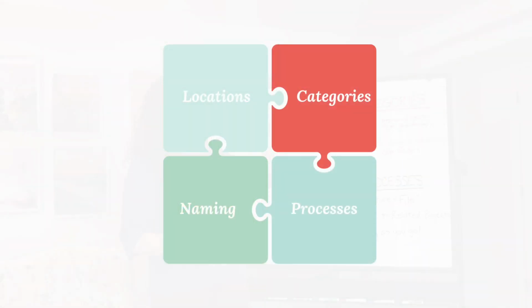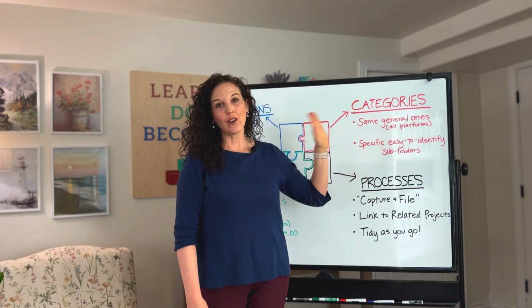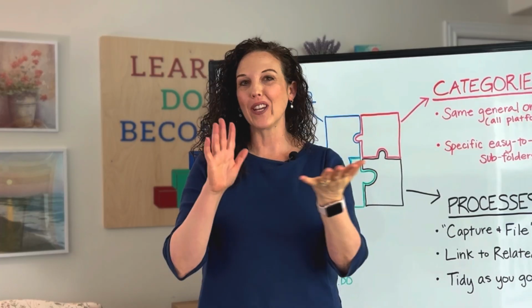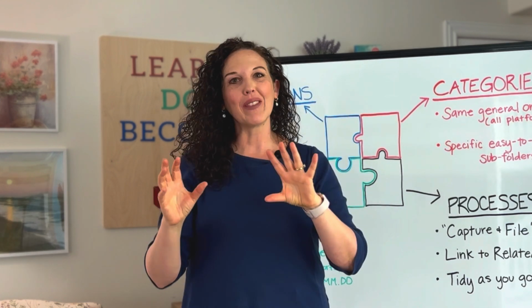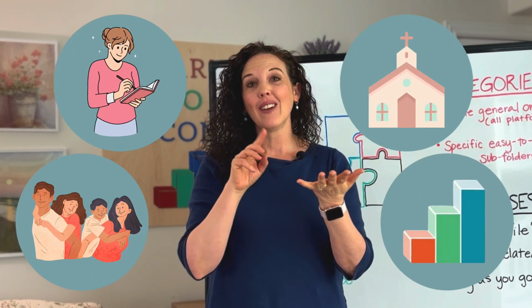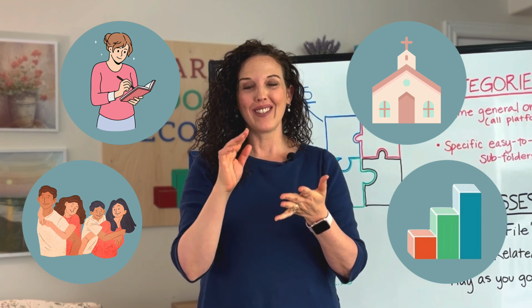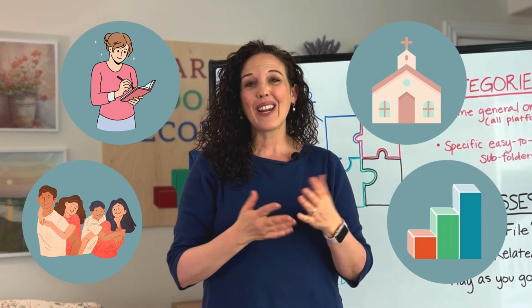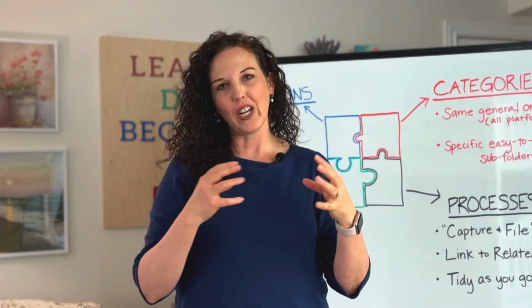Now let's go look at categories. I actually have the same general categories across all platforms. So if you were to go into Dropbox or Evernote or Google Drive, you're going to see all the same things. And mostly for me, it's things like my personal stuff, family stuff, church items, Learn, Do, Become items. And then I might have a few other categories of things I'm working on at the moment or special projects.